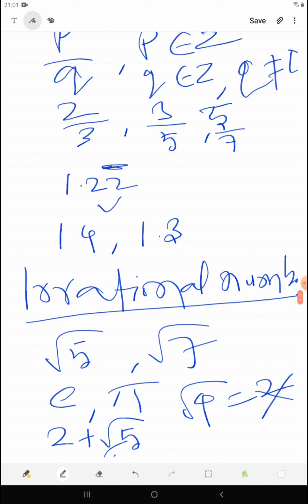So we are done with the number system, and let's move on to the next chapter called Euclid's Lemma. That is the first chapter of the class 10 CBSE NCERT book. So let's start from there. Okay, so I'll see you in the next lecture.